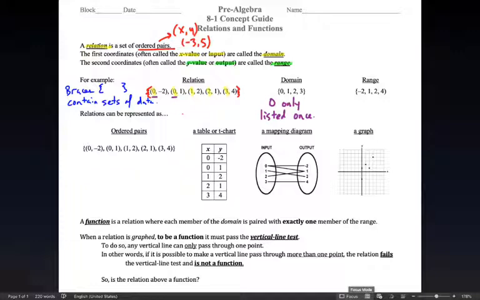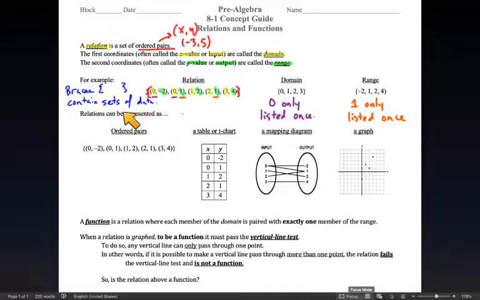Okay. The range are the y values. So that's -2, 1, 2, 1, and 4. Again, I wouldn't list the 1 twice. So -2, 1, 2, and 4. It's best when they're in order. It's not a huge deal at this point in time, but that's typically how they are.